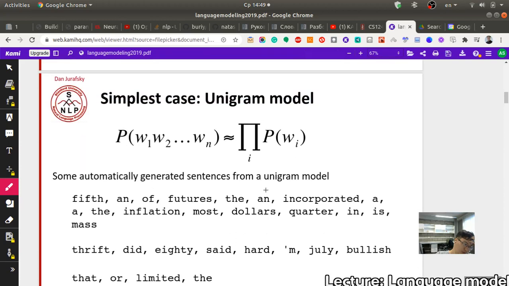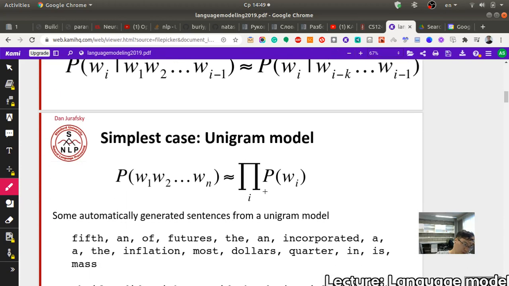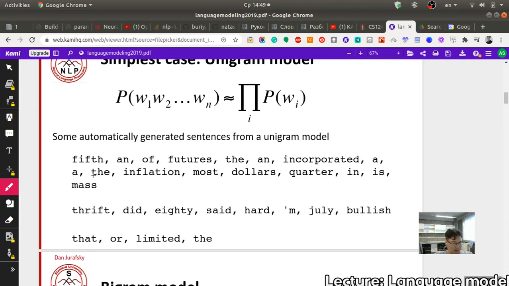The simplest case is the unigram model. In the unigram model, we just multiply the probabilities of each word. So with hello world, we take the probability of hello and the probability of world. We do not consider the connection between them. So this is the kind of sentence which we can generate from this.